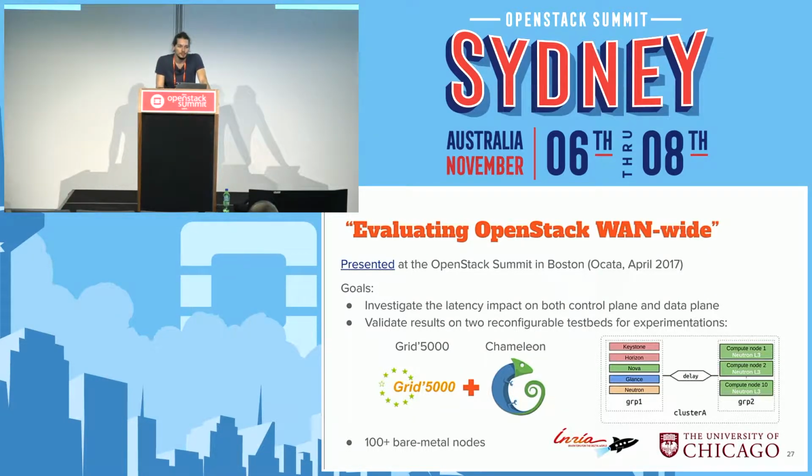An important consideration of this work is the validation of the results on two different testbeds, so Grid5K and Chameleon. Grid5K is a French national testbed dedicated to research experimentations, and Chameleon is a similar testbed operated by OpenStack services like Blazar and Ironic in America. Both testbeds provide hundreds of bare metal nodes, which is really important when you want to evaluate the performance, since the machines are dedicated to us.